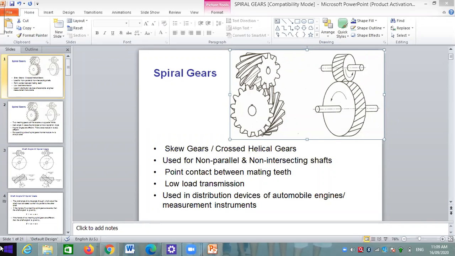As we see in a helical gear, there is a helix, and the term used is helix angle. Here we use the term spiral angle.